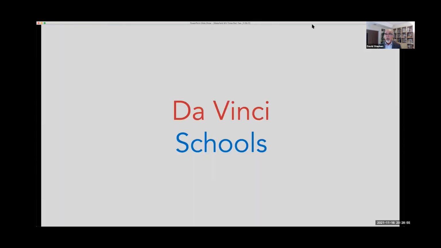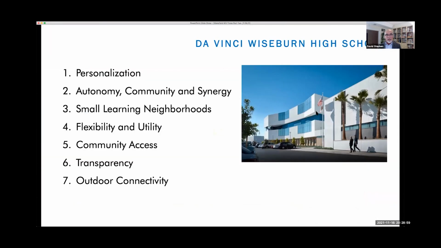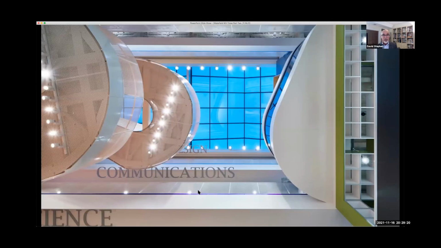Let's see, I lied. I said that I thought there was one more project. Just to show you quickly, Da Vinci Schools in California: personalization, autonomy, and community. These are 3 schools that operate autonomously but come together, each with 500 students. Small learning neighborhoods, and flexibility and utility, great community access, lots of transparency and outdoor connectivity.